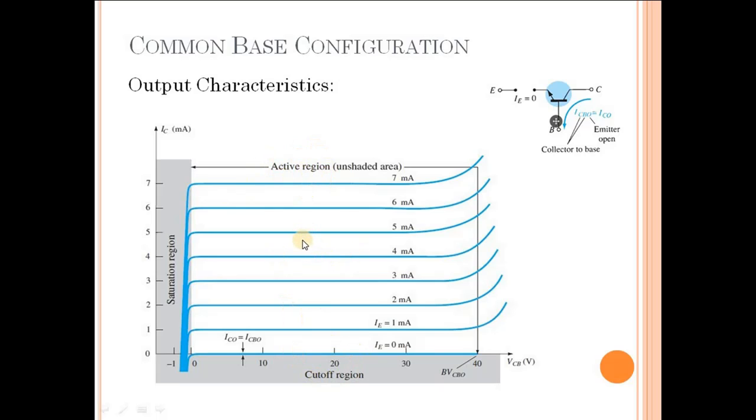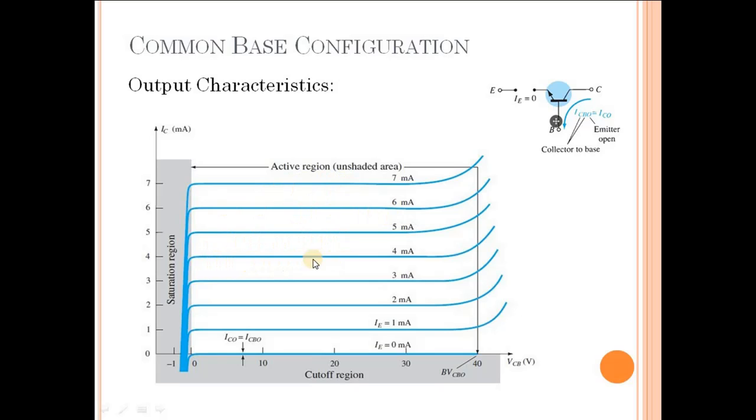So let us discuss the behavior of the characteristics in each of the regions. In the active region, the curves are almost linear. For any value of IE, if you see in the active region, the curve is quite linear.